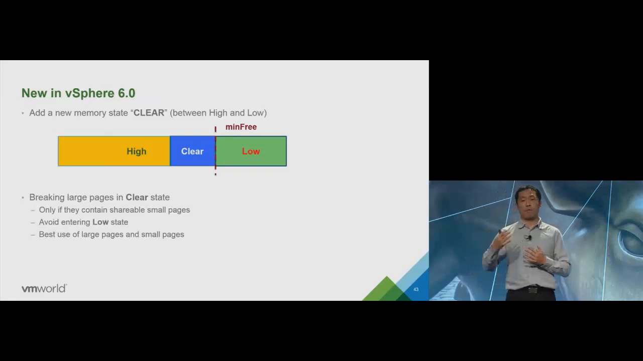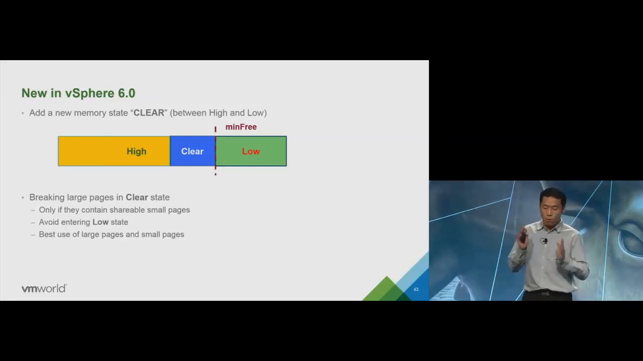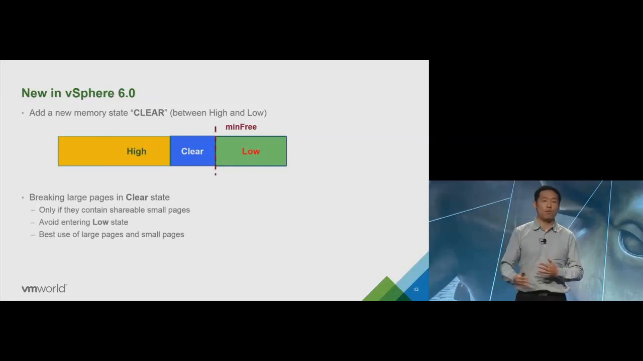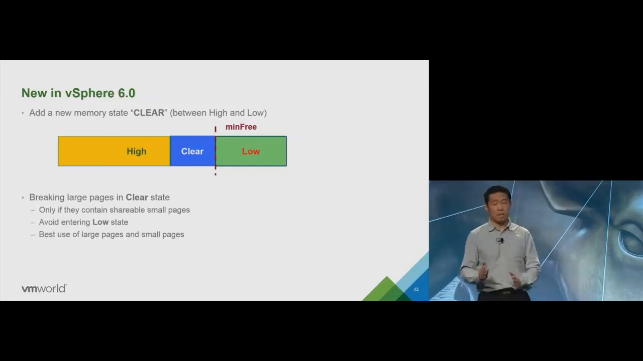Then we can reclaim free memory through page sharing. The whole purpose is to try to avoid the host entering the low memory state, which triggers the very expensive ballooning or swapping. If the host free memory goes back to the high state again, those small pages will be promoted to large pages again. Basically, this feature tries to make the best use of both small pages and large pages.